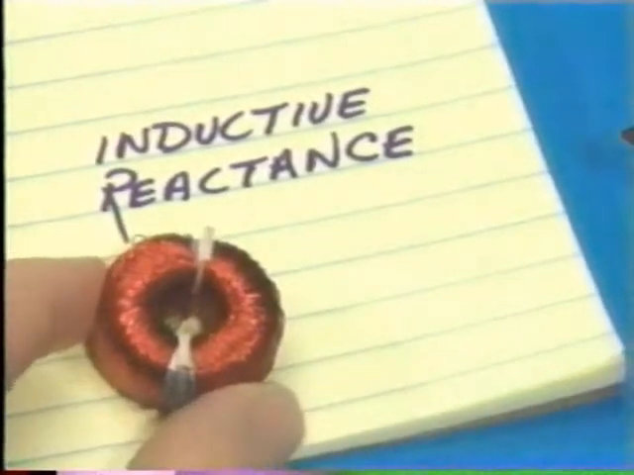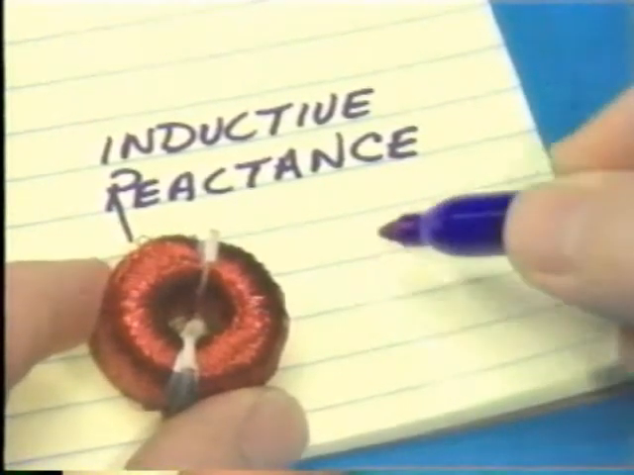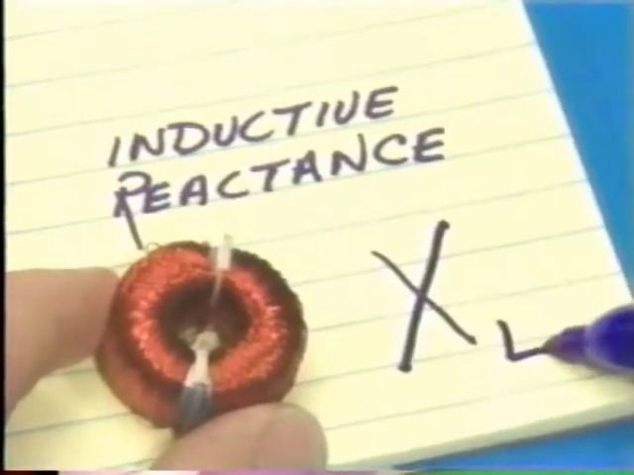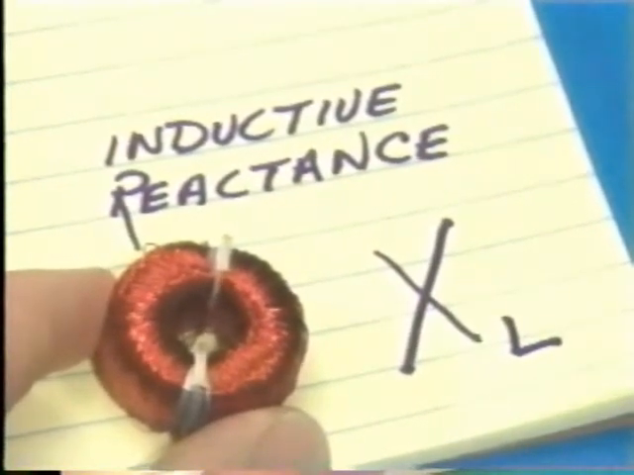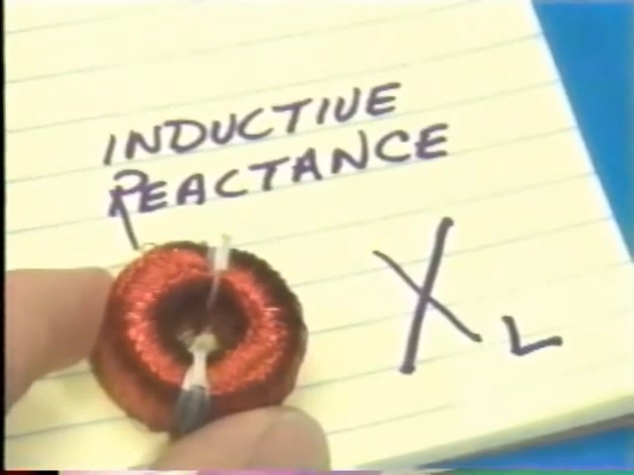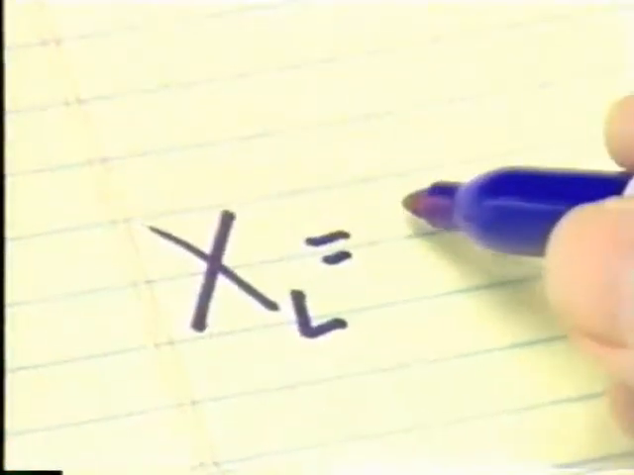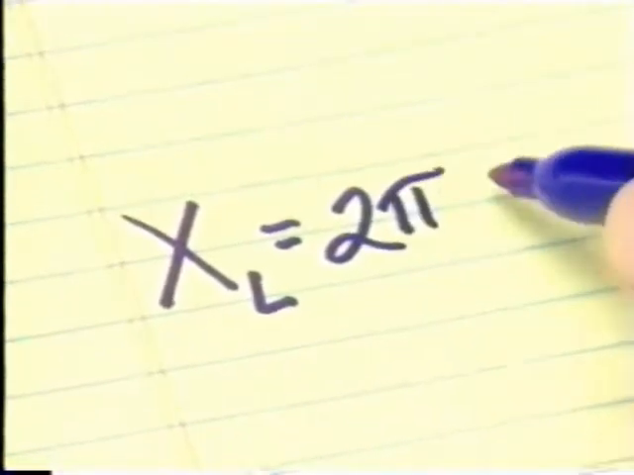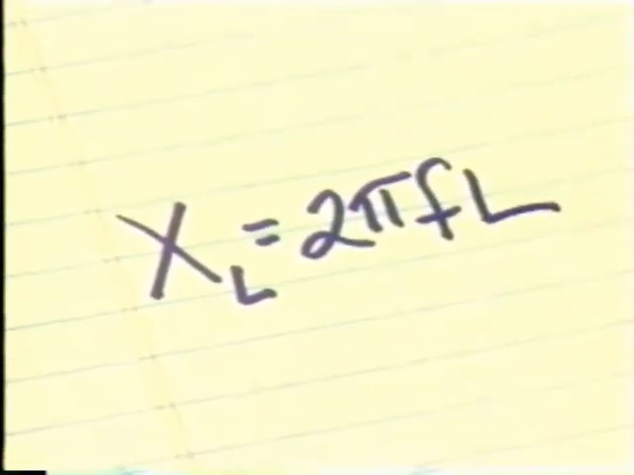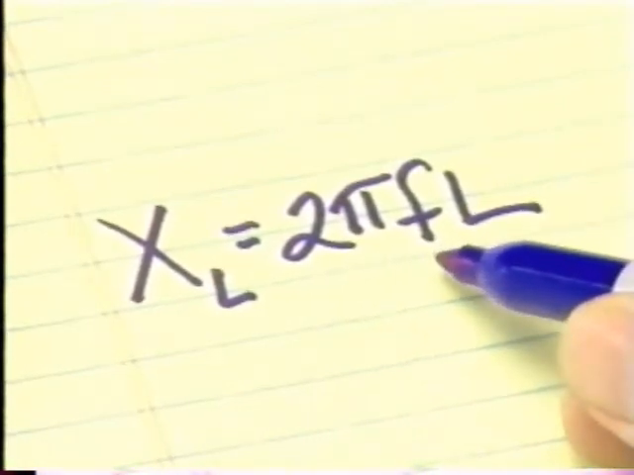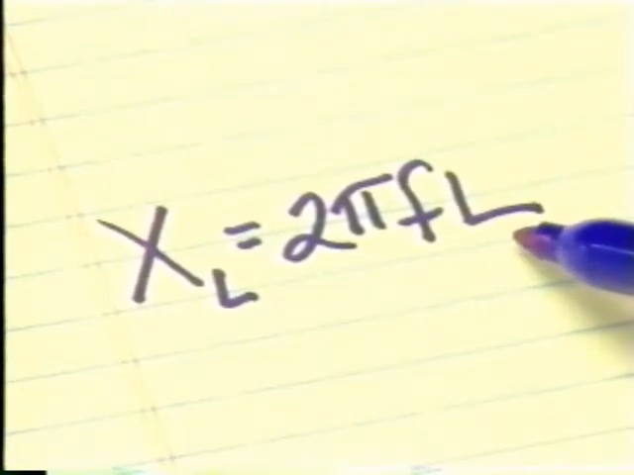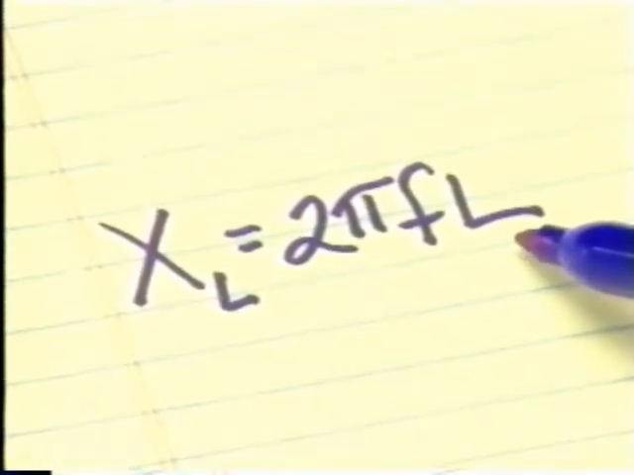This opposition to changes in current in a coil is called inductive reactance and is designated as X sub L. The amount of inductive reactance presented by any particular coil depends primarily on two quantities, frequency and inductance. As you saw with capacitive reactance, there is a mathematical relationship among these three quantities that is represented within this formula. X sub L equals 2 pi F times L. 2 pi F represents the rate of change of the current, where the frequency F is in hertz. L in the formula is equal to the inductance in henries.